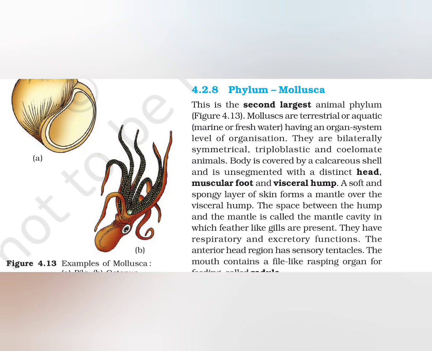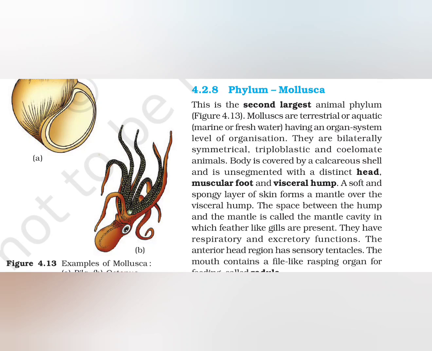Phylum Mollusca. This is the second largest animal phylum. Mollusks are terrestrial or aquatic, marine or freshwater, having an organ system level of organization. They are bilaterally symmetrical, triploblastic and coelomate animals.